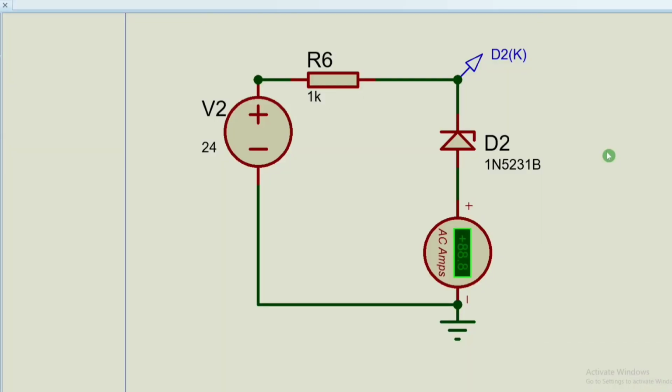Bismillahirrahmanirrahim. Today we shall understand how to make a 5-volt power supply from a bigger voltage like 24, 12, something like that. So in order to make a 5-volt power supply, you need to understand what a Zener diode is. The basic functionality of this Zener diode is to keep a fixed voltage across its terminal when you apply a bigger voltage across it.